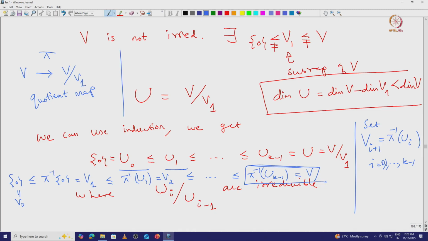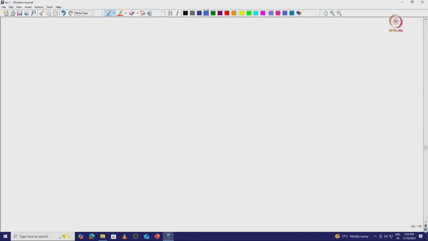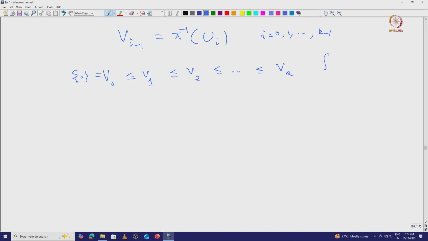Then it is clear that we have the following filtration. V i plus 1 we take to be pi inverse of U i for i ranging from 0, 1, etc. up to k minus 1. Then it is clear that V naught is 0, which is contained in V1, contained in V2, etc., contained in Vk. So we get a filtration of capital V.